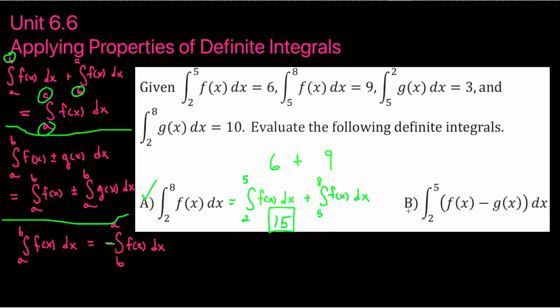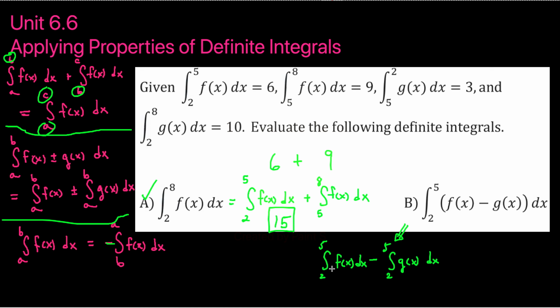Now for part B, we need to be a little more careful, but we can still do this. Let's see what we have now. The first thing is I want to use that second property. I want to say that this is the integral from 2 to 5 of f of x dx minus the integral from 2 to 5 of g of x dx. I forgot to write dx here. You should never do that. You should always remember g of x dx.